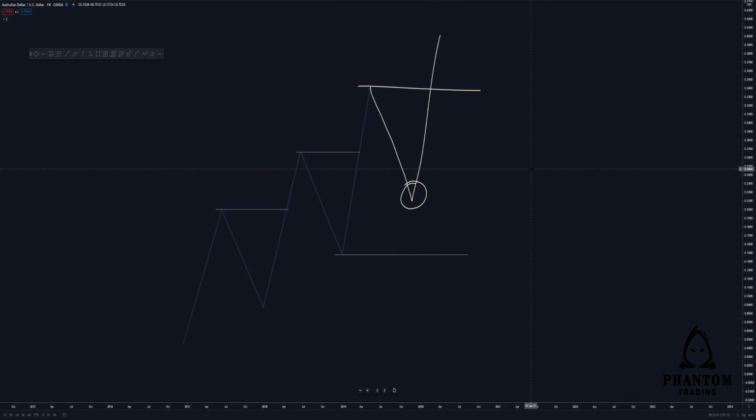And yeah, right? So let's take a look at Aussie dollar as an example. This works on any pair. It's just expectational order flow, expectational structure, whatever you want to call it.